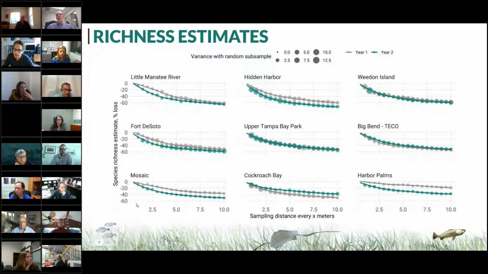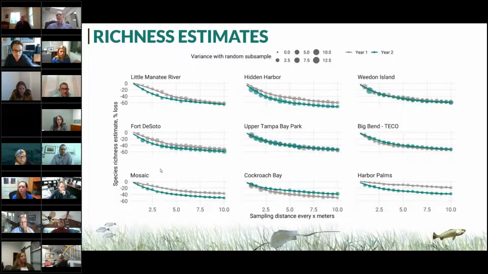So going from half a meter, which is the actual level of effort that was used, to all the way out to sampling the transect every 10 meters. So again, at half-meter intervals all the way out to 10. Obviously, the takeaway here is that the less sampling you do, the more species you're going to miss. So we see a reduction in estimates of richness with reductions in sampling effort.